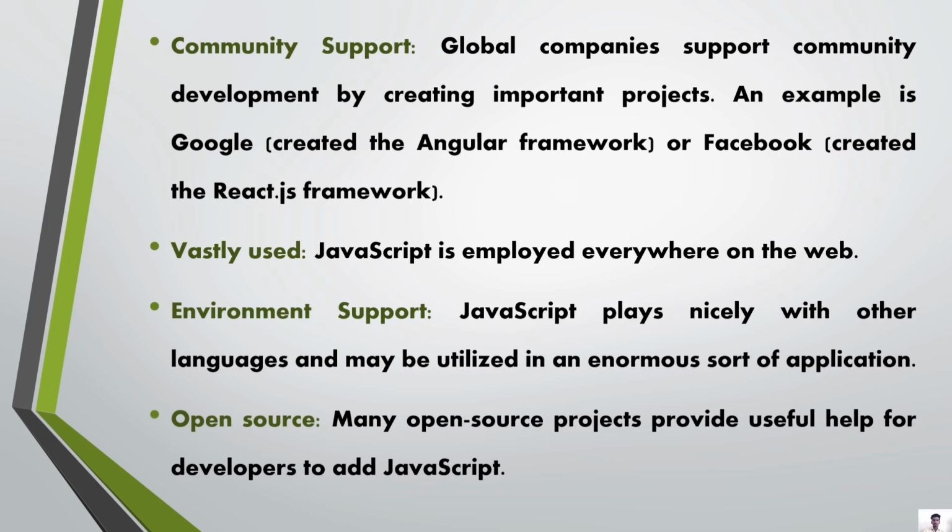And then community support. Global companies support community development by creating important projects. An example is Google or Facebook. And then widely used. JavaScript is employed everywhere on the web. And then every environment support. JavaScript plays nicely with other languages and may be utilized in an enormous sort of applications. And open source. Many open source projects allow developers to add JavaScript.